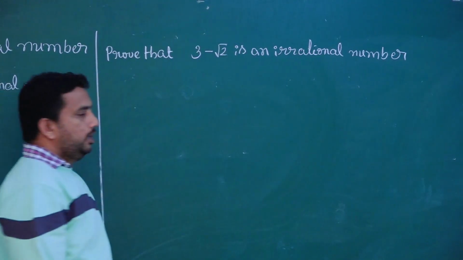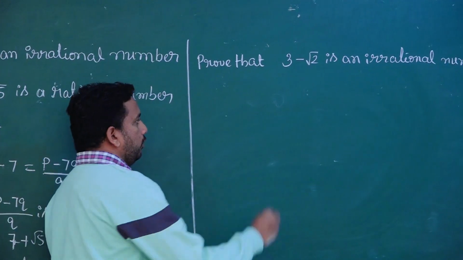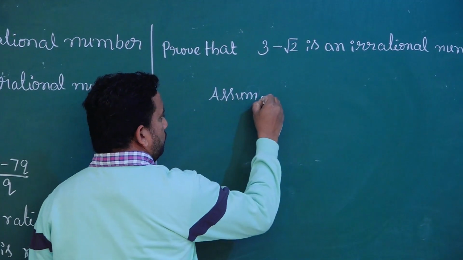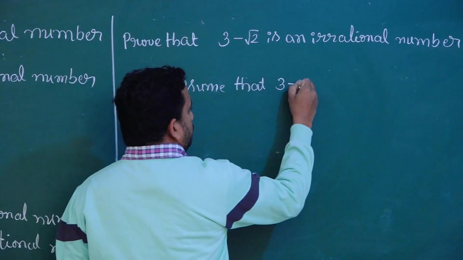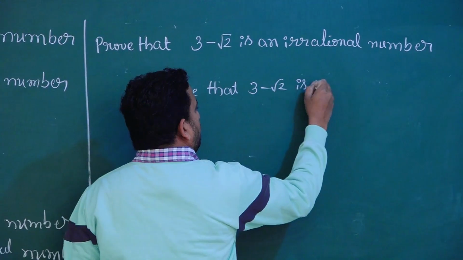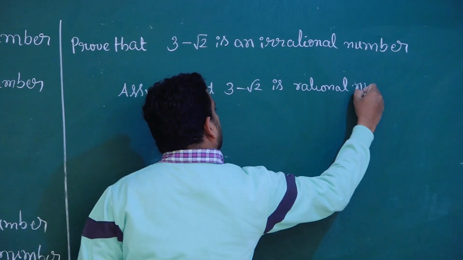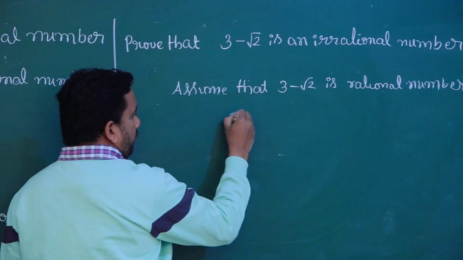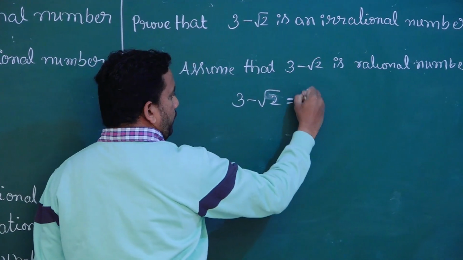Prove that 3 minus root 2 is an irrational number. Here also we have to follow the same rule, but there is a small change. Assume that 3 minus root 2 is a rational number, and we can write it in the form of p by q. So 3 minus root 2 is equal to p by q.